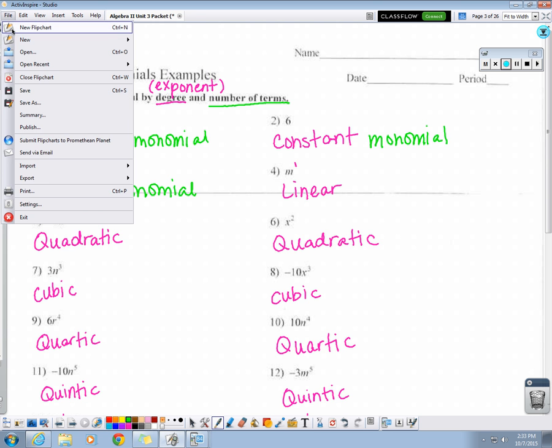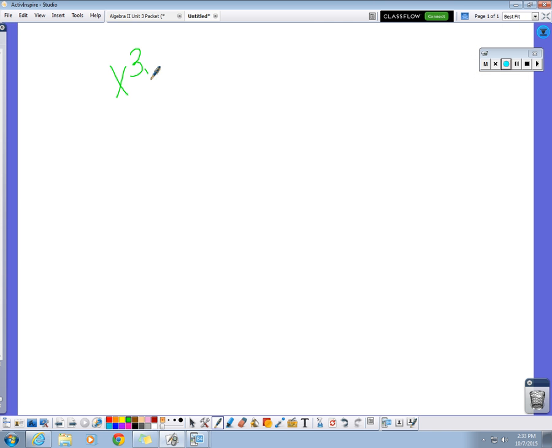You could have something like x cubed y squared z. That's still a monomial because all of them are a product. Now, to find the degree of a monomial, you add up their exponents. So like 3 plus 2 plus 1, this would be degree 6. Okay, but that's only for monomials that have multiple exponents.